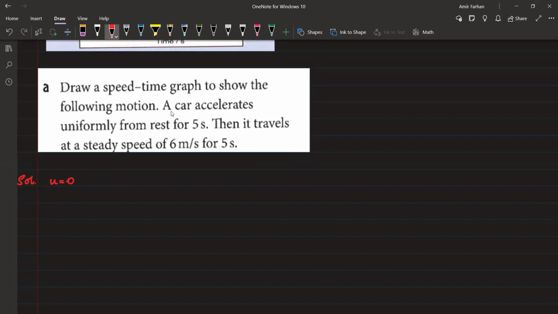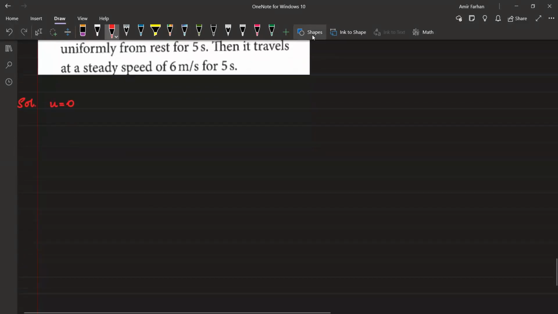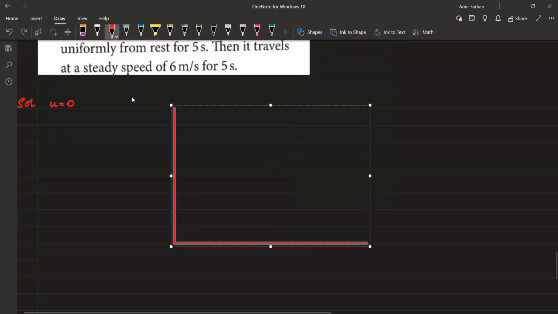And the question is saying that for the first 5 seconds, the car accelerated. A car accelerates uniformly from rest for 5 seconds. Then it travels at a speed of 6 meter per second for 5 seconds. So the final speed is 6. Yes, the first 5 seconds were the accelerated motion. So let's draw the graph.